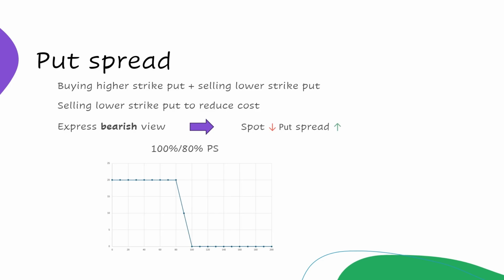This is the payoff diagram of a 100%, 80% put spread, meaning buying a 100% put and selling an 80% put. For spot above 80%, the payoff is exactly the same as a 100% put, but the payoff is flattened when spot is lower than 80%. This is because the lower strike put starts to be in the money and the upside payoff of the 100% put is offset by the upside payoff of the 80% put.